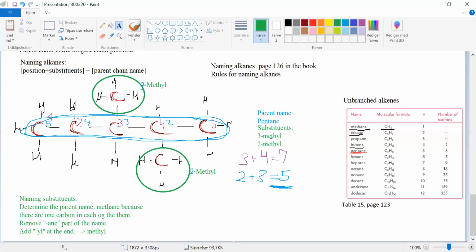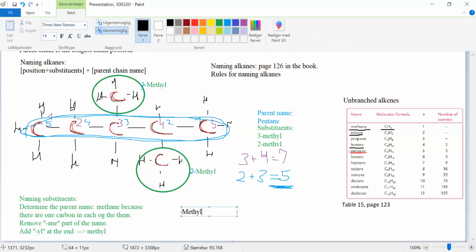But right now we only have the identical side chains. We have 2 methyl groups, so that we don't need to think about here. And point 5, indicate the placement of each alkyl group with a number in front of the respective names. So that's the numbers that we have here, 3 and 2. And of course, 2 is lower than 3, so that should be put in front.